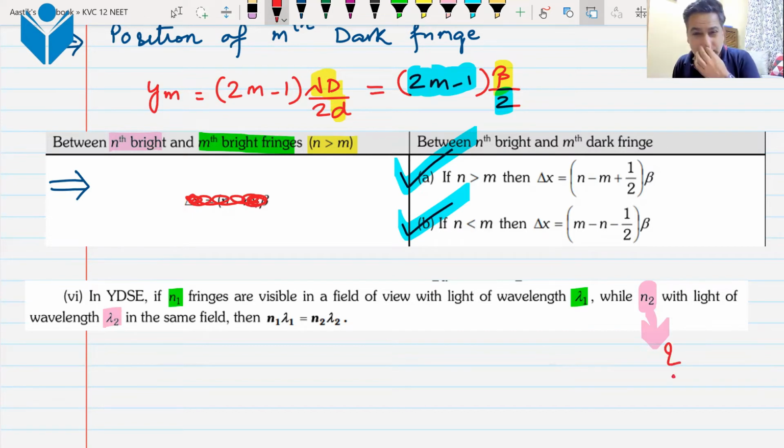Now how do you find the value of N2? N into lambda remains constant because we have the same space. N into lambda into D by d is the fringe width, and D by d is constant. So we have the same space, so N lambda will be constant. So you can use this concept and get the answer. N1 lambda 1 will be equal to N2 lambda 2.